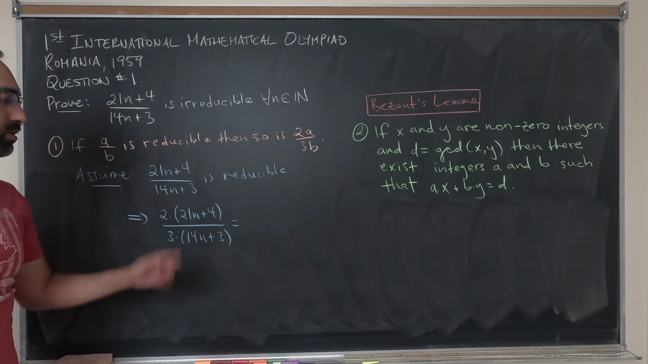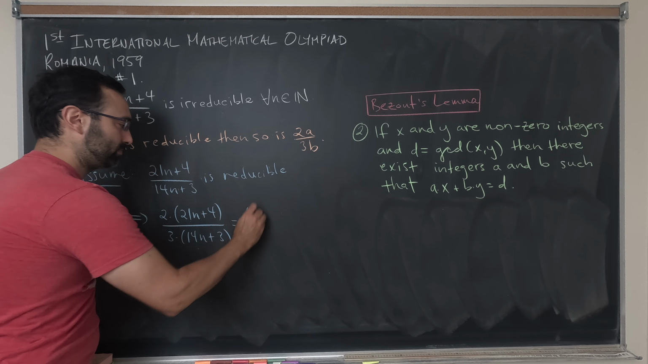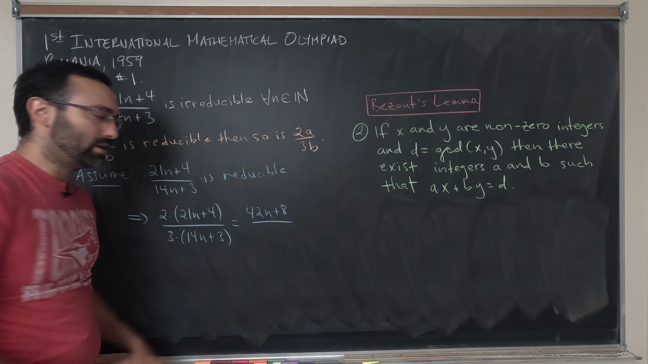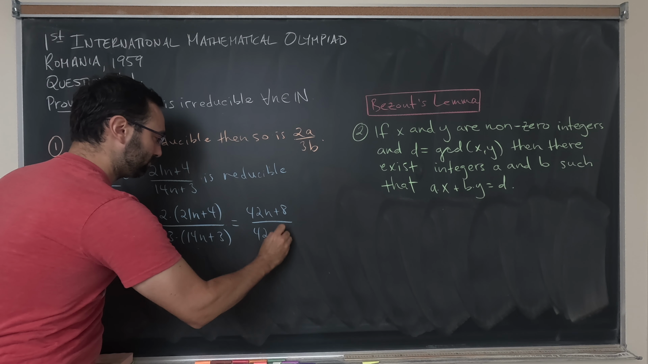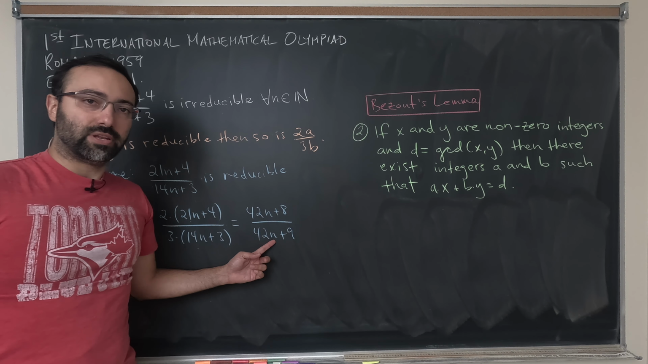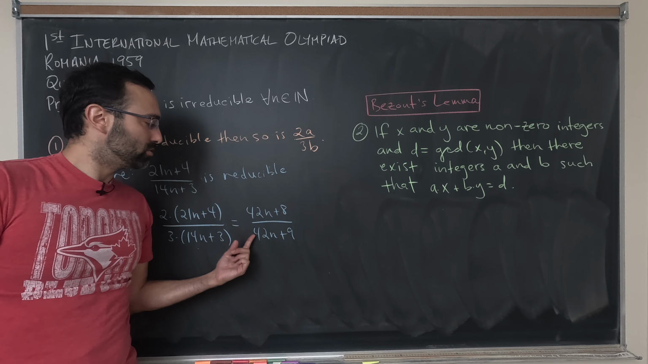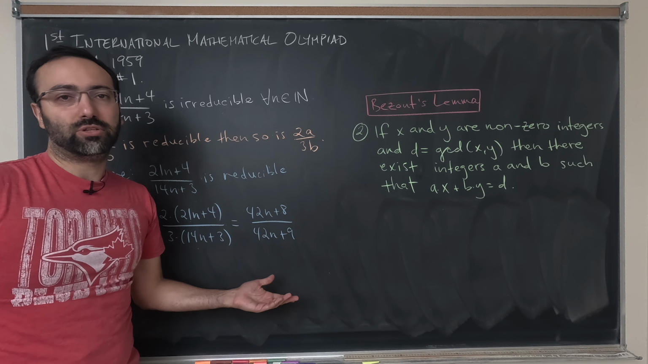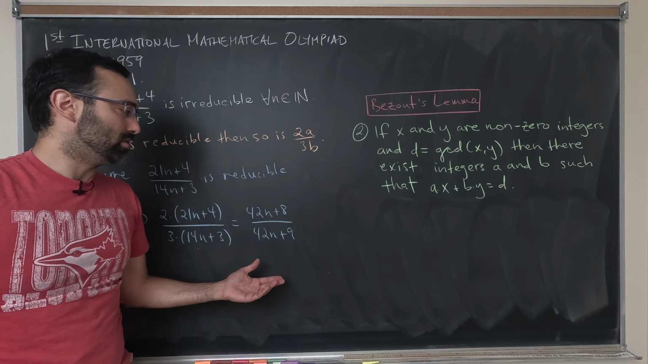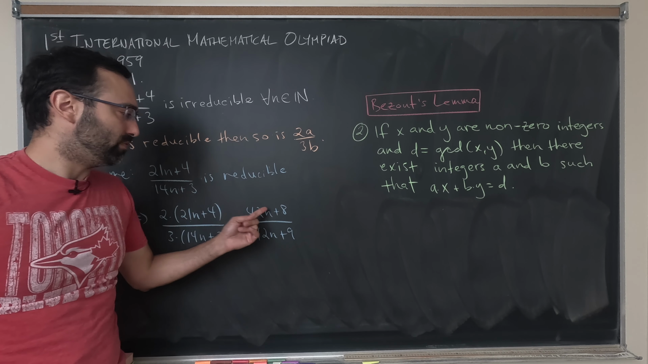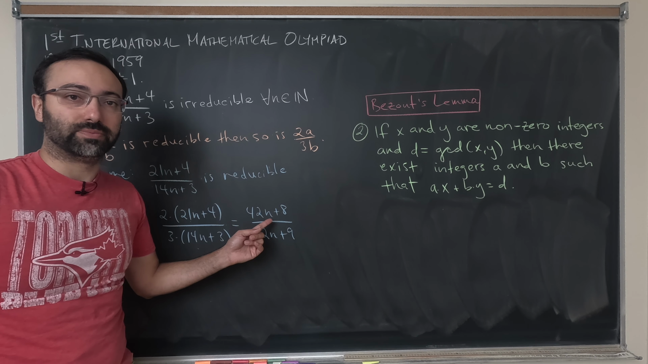But this gives us 42n plus 8 divided by 42n plus 9. But since little n is just a natural number, this is an integer and so is the denominator. And these differ by 1. So two integers that differ by 1 means that they have no common divisor except 1. So in fact, this is irreducible.